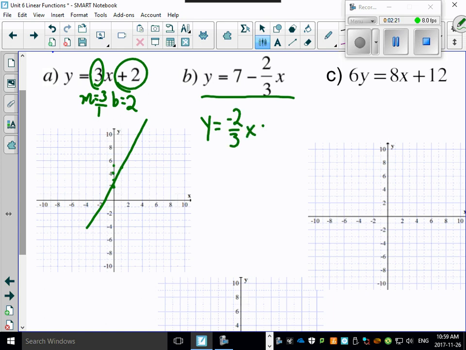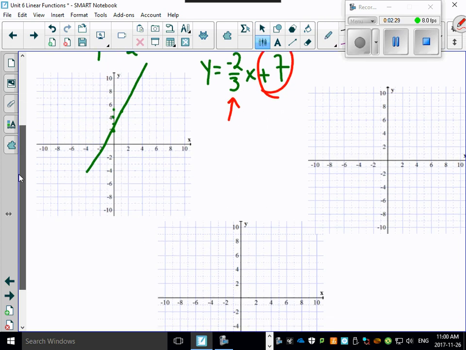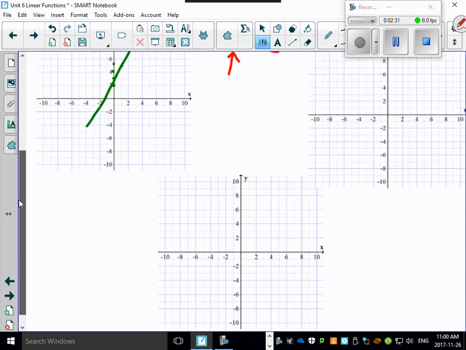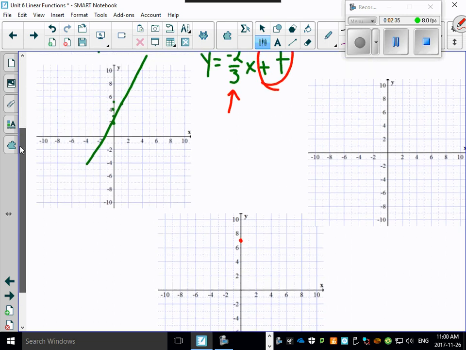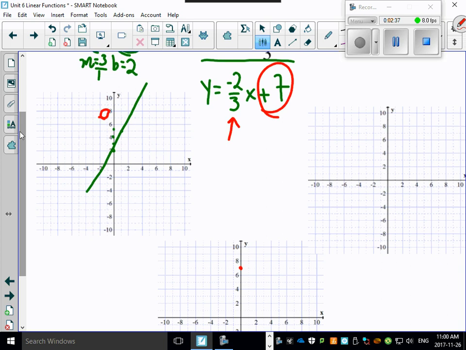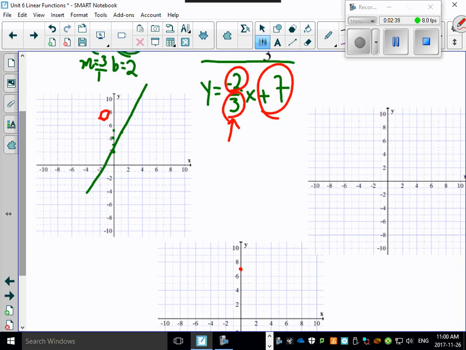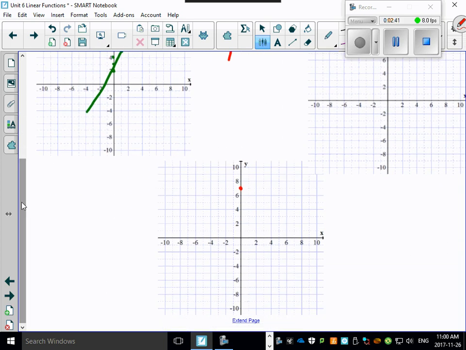Minus 2/3 x plus 7. There it is. There's your y-intercept. There's your slope. Okay, so I have the graph down here. Let's just do it down here. We want 7 as our y-intercept. And then our slope is down 2 over 3. Down 2, 1, 2, over 3. 1, 2, 3. There's our other point. And ta-da, there's our line.